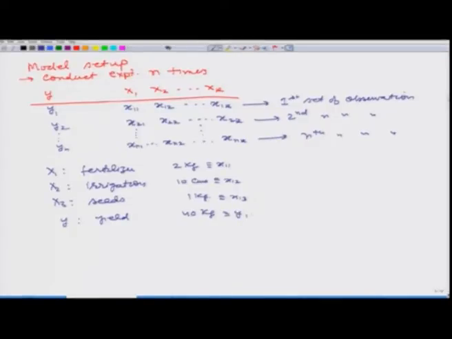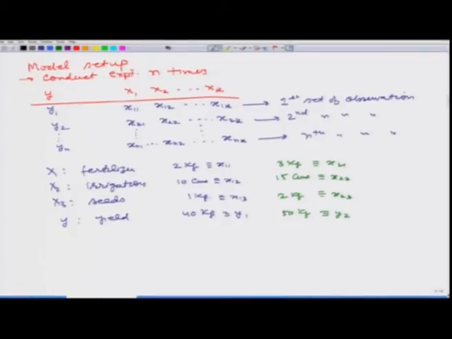And similarly, I can repeat this experiment and say I use 3 kg of fertilizer, 15 centimeters of irrigation, 2 kilogram of seeds, and based on that we observe suppose 50 kilogram of yield. So, this will be denoted as x21, this will be x22, this will be x23, and this will be your y2. And similarly, we repeat this experiment n times and we obtain n sets of observation. Okay.